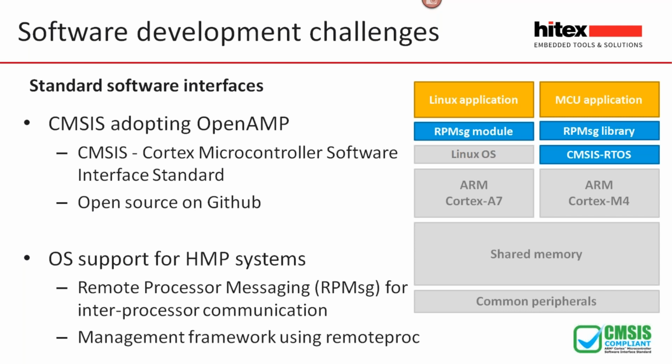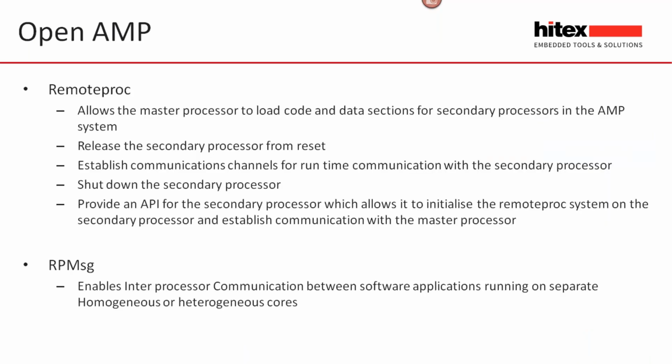Fortunately, there is a standard way of doing this called OpenAMP, or Asymmetric Multiprocessor. So this is a standard interface that effectively does this for us. It supports heterogeneous multi-core processor systems. It allows the Cortex-A master processor to control the Cortex-M processor, and it provides a framework for managing the remote processor and a framework for passing messages between the two systems.